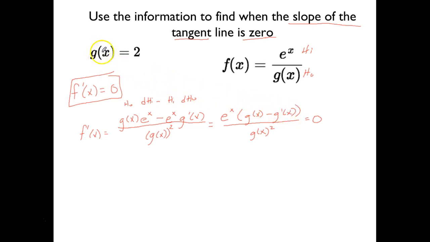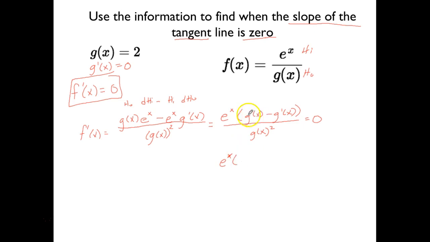So let's see what the derivative of this would be. G prime of x. The derivative of any constant is 0, right? So since I know g of x is just always 2 and g prime of x is 0, I can plug those things in here. Let's see what happens. So I don't know anything about this e of x, so I'm going to leave it as e to the x.